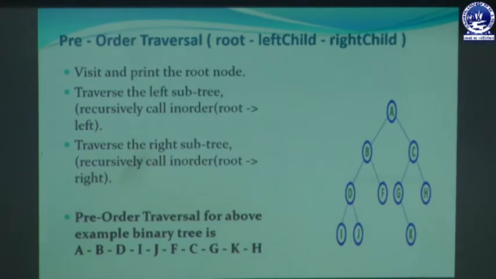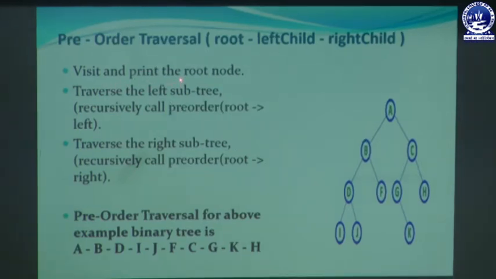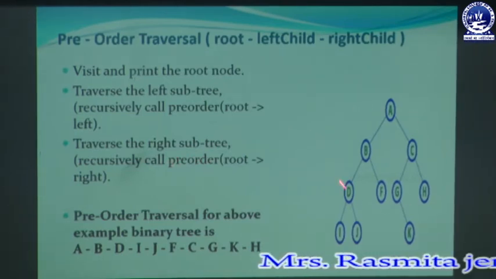So this is the pre-order traversal, and pre-order traversal is based on the concept that first we visit the root node, then we visit the left child, then we visit the right child, and these are the steps. So in pre-order traversal, first we visit and print the root node, then traverse the left subtree recursively called pre-order, and then traverse the right subtree recursively called pre-order. Okay. Then comes to this example.